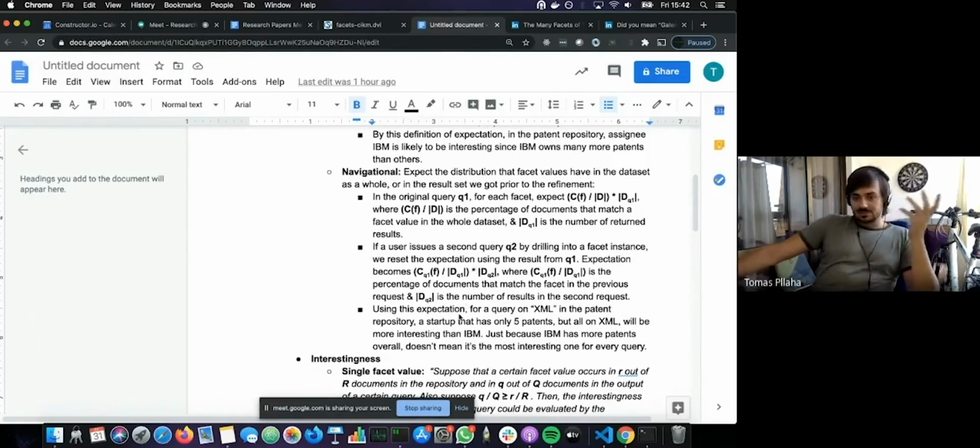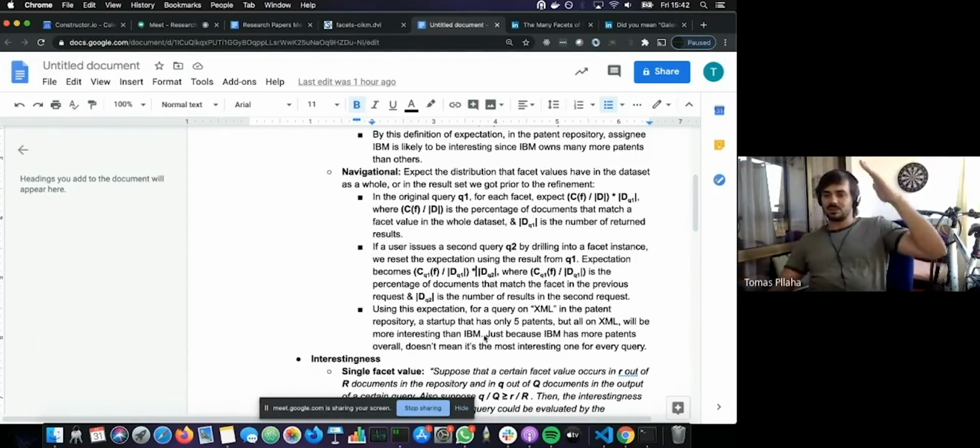So using this expectation for a query on XML in the patent repository again, a startup that has only 5 patents, but all of them are on XML, will be more interesting than IBM. We would have a high expectation of patents for IBM initially because they have a lot of patents, and a low one for this startup. But we're searching on XML, then this startup has a higher percentage than expected, so they will be a more interesting facet.